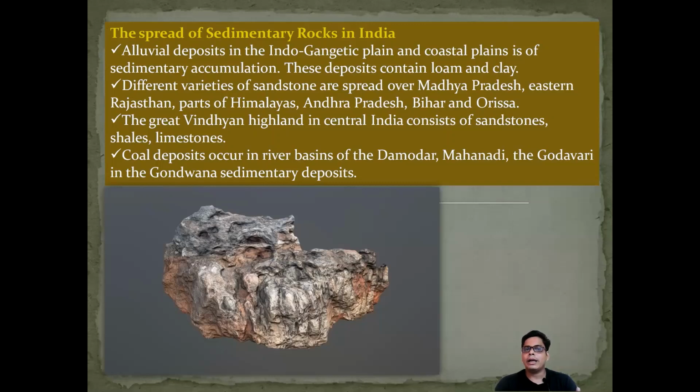The great Vindhyan highlands, the Vindhya and Satpura ranges in central India, with the two rivers Narmada and Tapi flowing in between. Sandstone, shales and limestone occur there. Coal deposits occur in the river basins, so you can find coal in sedimentary rocks, in the Damodar, Mahanadi, Godavari and Gondwana.